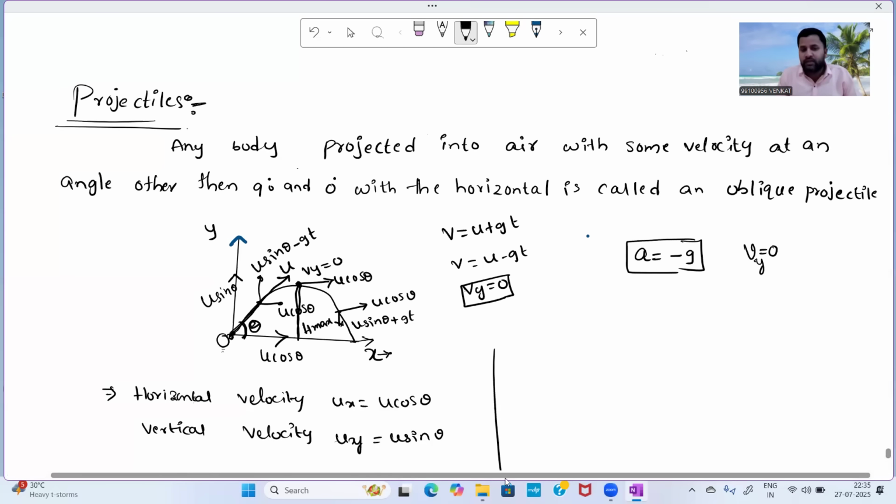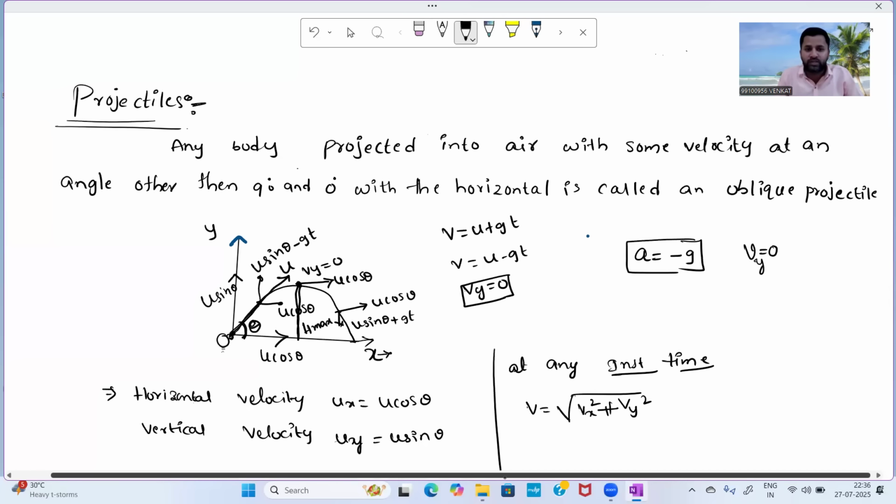So you can see here, at any instant of time, what is the velocity vector? We can write v equal to the square root of the horizontal component velocity squared plus the vertical component velocity squared. We already know the initial velocity is resolved into two components, so we can substitute here in this equation.